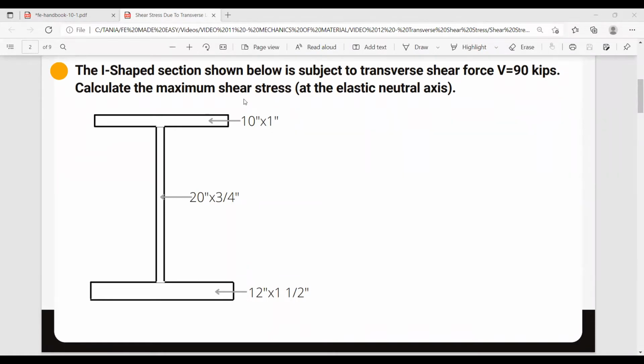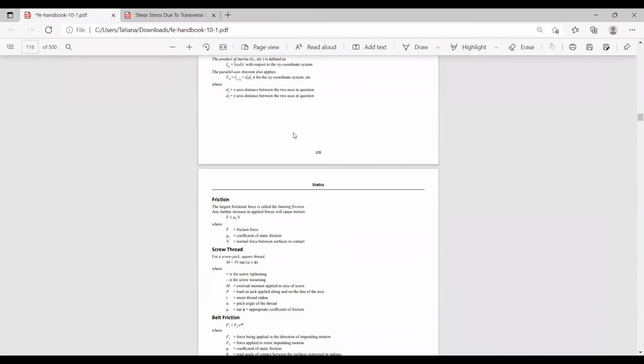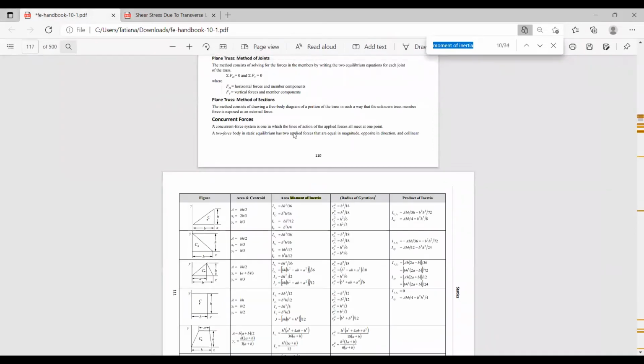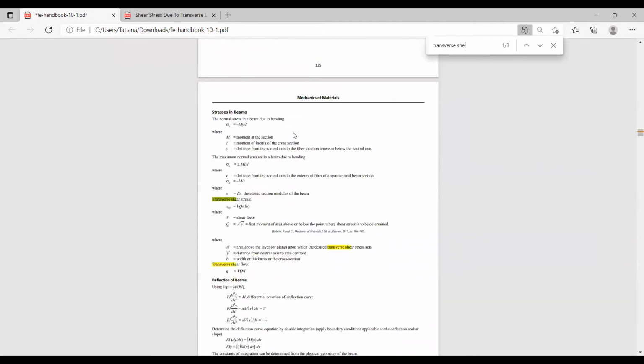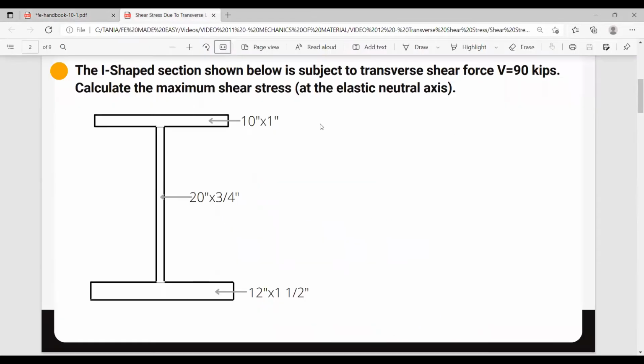see and look in the FE handbook for the formula for the shear stress, and more exactly, the transverse shear stress. I'll go ahead and do a search here, transverse shear stress. And here we go. We are under the mechanics of materials. And here's our formula. Okay, let's write it down and start calculating and solving the problem.